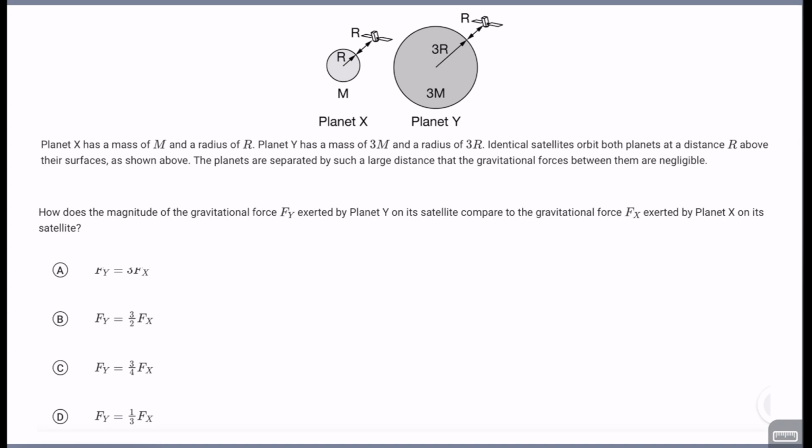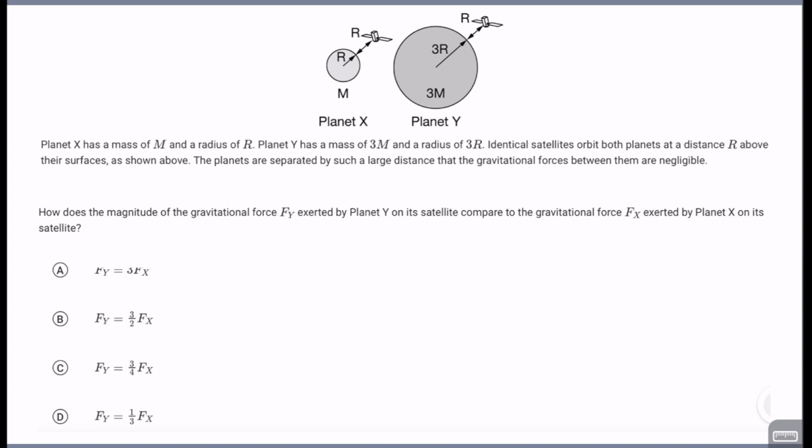The next question. Planet X has a mass of m and a radius of r. Planet Y has a mass of 3m and a radius of 3r. An identical satellite orbits both planets at a distance r above their surface. The planets are separated by such a large distance that the gravitational force between them is negligible. How does the magnitude of the gravitational force Fy exerted by planet Y on its satellite compare to the gravitational force Fx exerted by planet X?